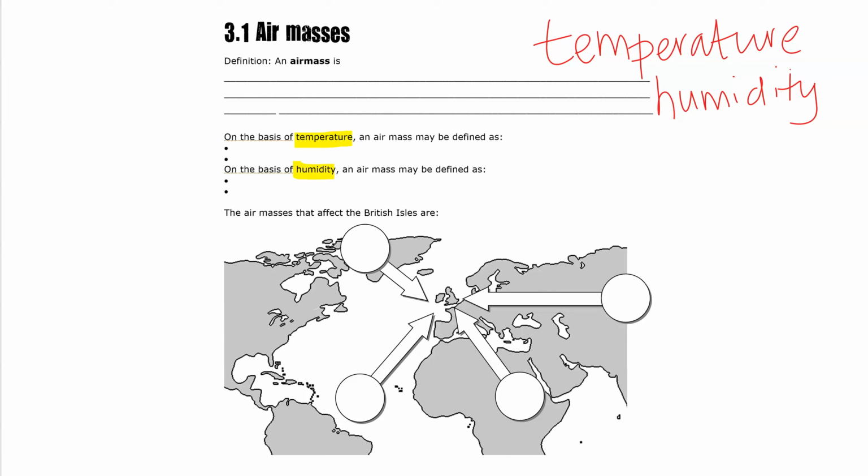So we need then to define it based on those two things. On the basis of temperature, it can be, fill these in beside your two bullet points here, tropical, which as the name suggests, coming from the tropics, and therefore is a warm air mass. Or it may be polar, your second bullet point. As the name suggests, coming from the poles, and a cold air mass.